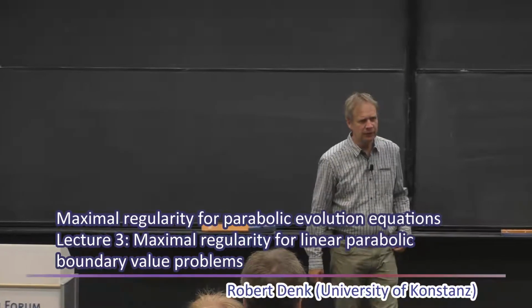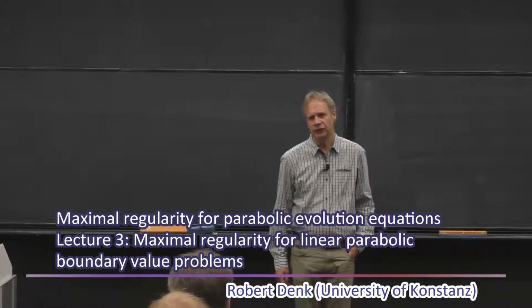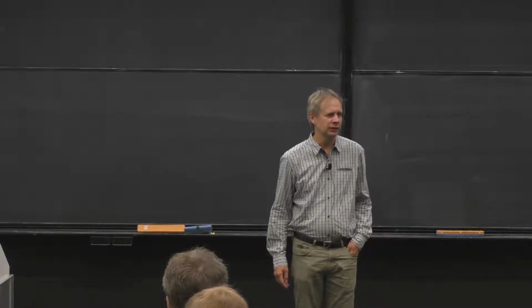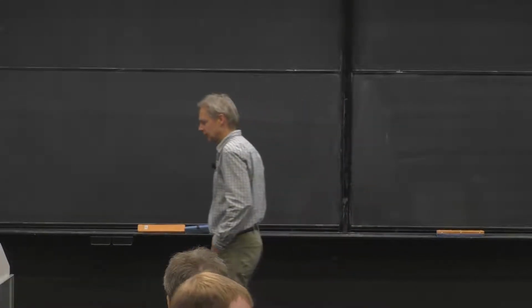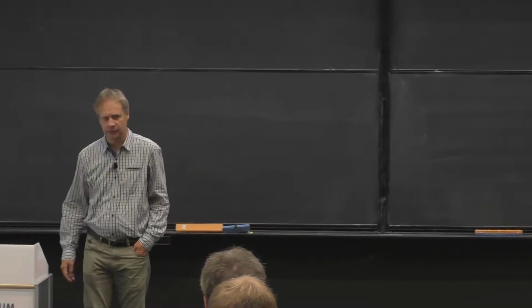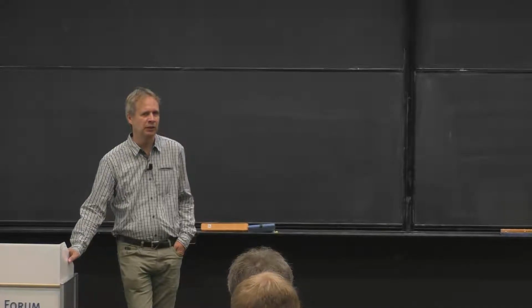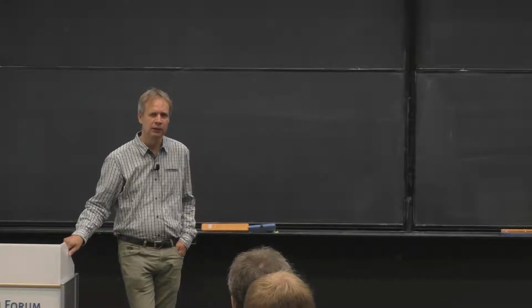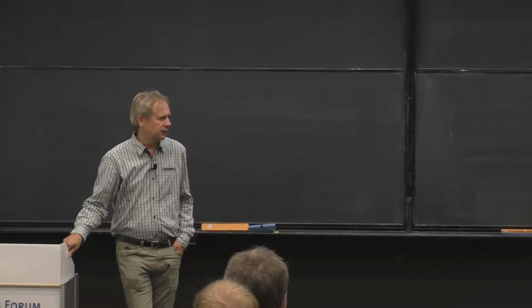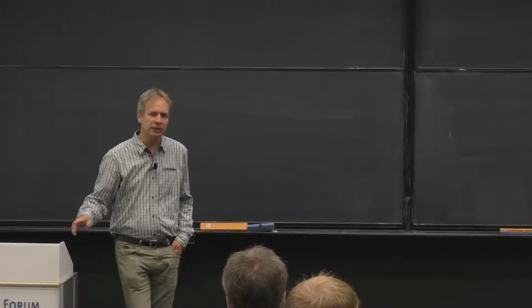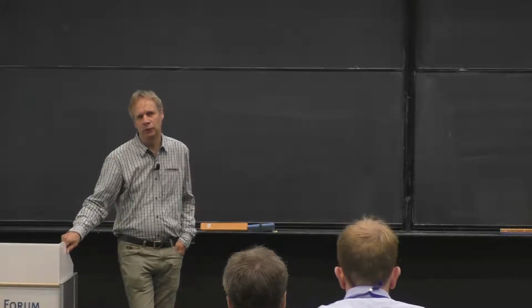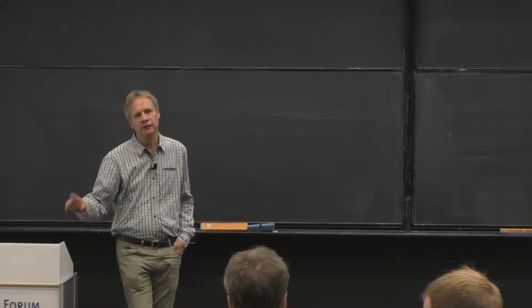So yesterday we have learned about the invention of R-boundedness and the fact that maximal regularity is equivalent to R-boundedness of the resolvent, or more precisely of lambda times the resolvent. And these properties of R-boundedness and so on were invented between 15 and 10 years ago.